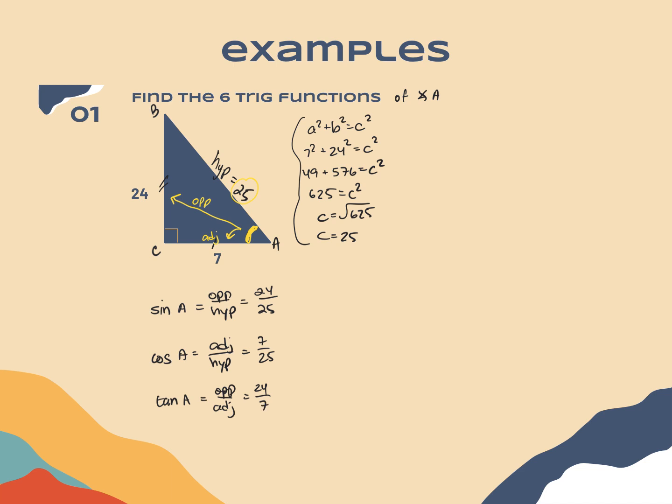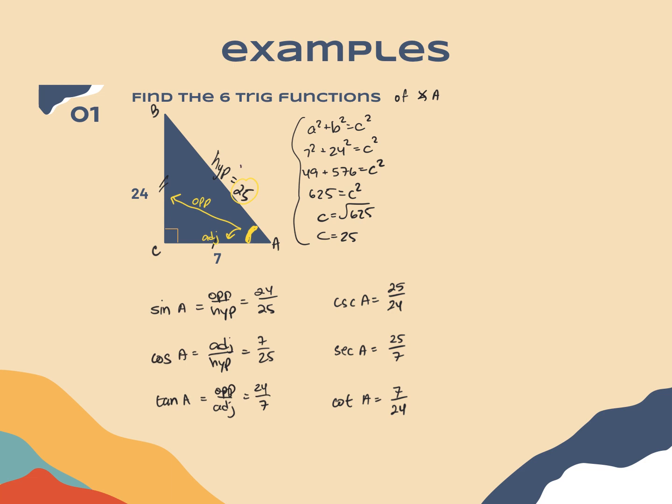Improper fractions are fine, but if any of these have to be simplified, you have to make sure you do that, okay? So now we'll do the reciprocals. The cosecant of A is the hypotenuse over the opposite. The secant of A is equal to the hypotenuse over the adjacent. And the cotangent of A equals the adjacent over the opposite. And so it's just the flipped version. And so those are the answers.